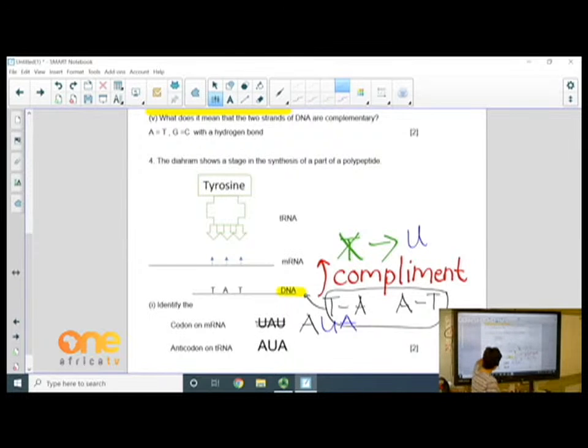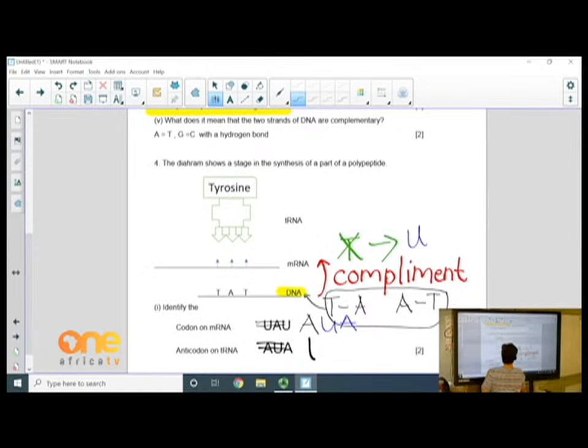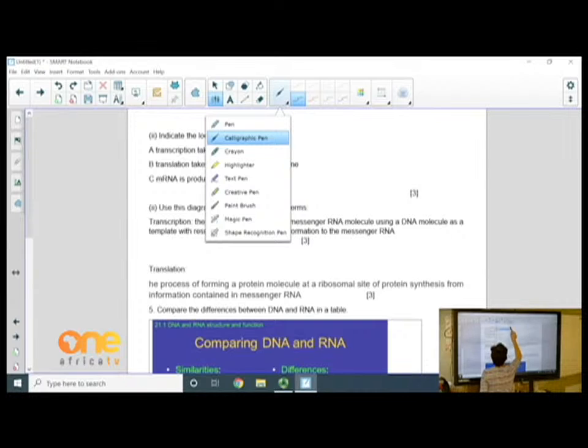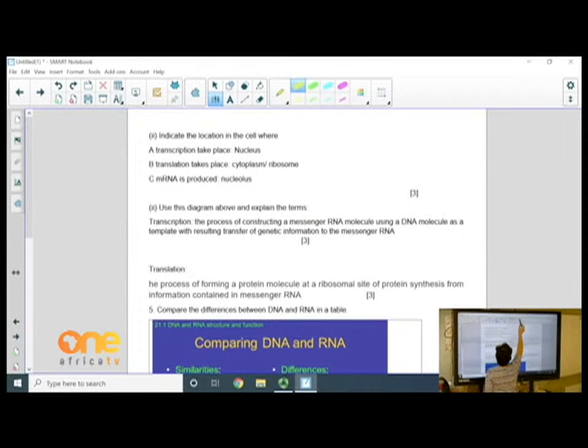So our answer is A-U-A, right? The codon then on the tRNA will be U-A-U. Okay, just check. So mRNA is the complement of the DNA. The complement of DNA in RNA language will not have a T in it. Indicate the location in the cell where transcription occurs. Transcription is in the nucleus.